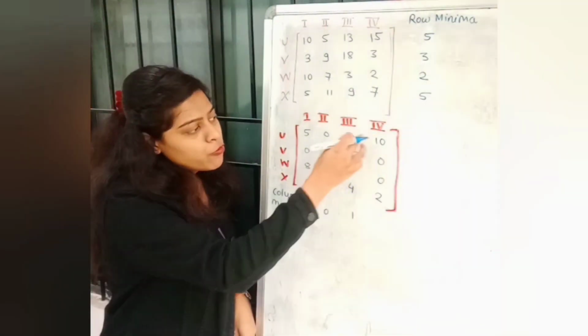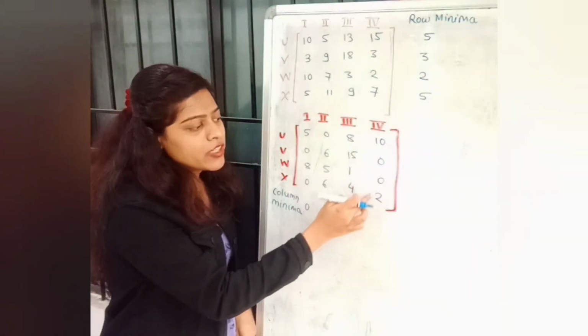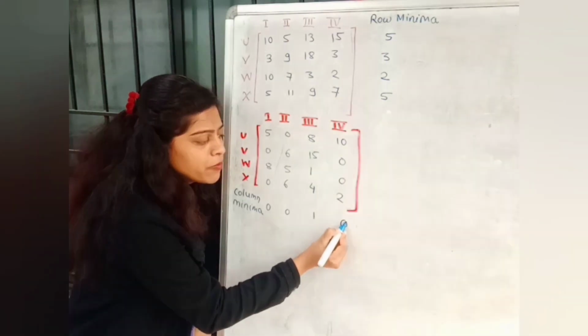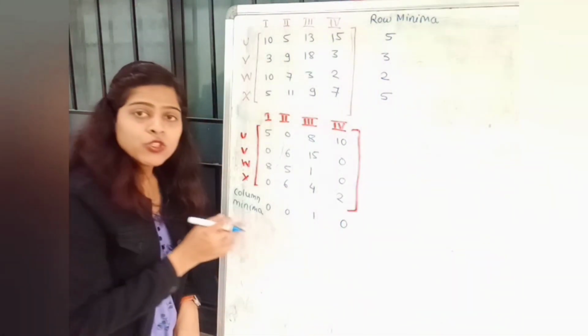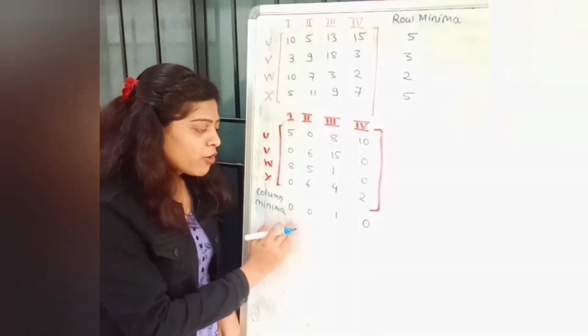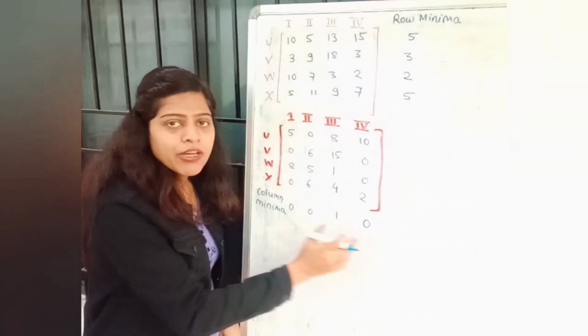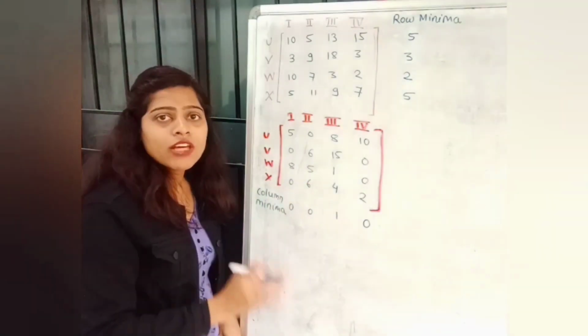And lastly, the fourth column contains 10, 0, 0 and 2. Clearly we can see 0 is the least element. Therefore the column minimum of the last column is 0. So we have got the least elements from each and every column. Now the next step is to subtract these least elements from each column separately.